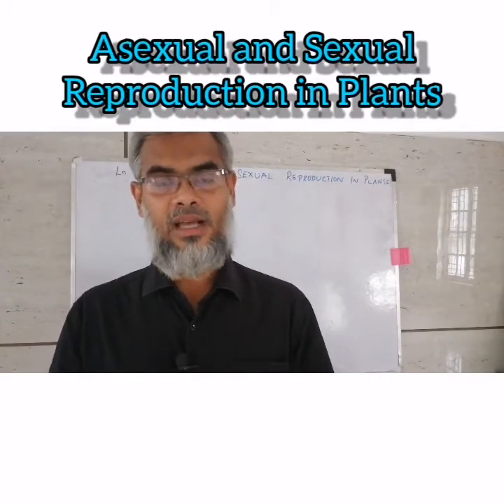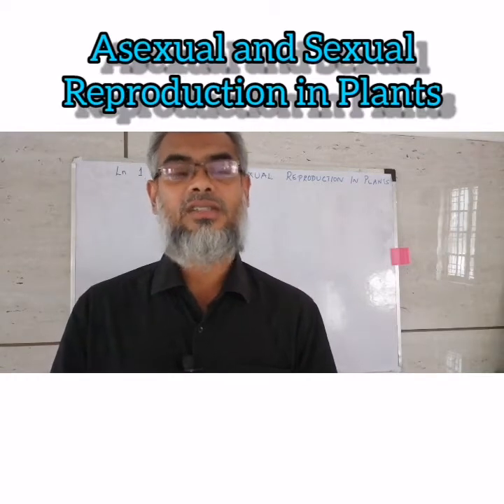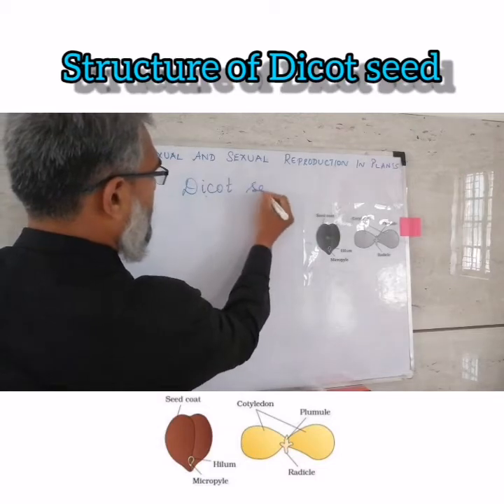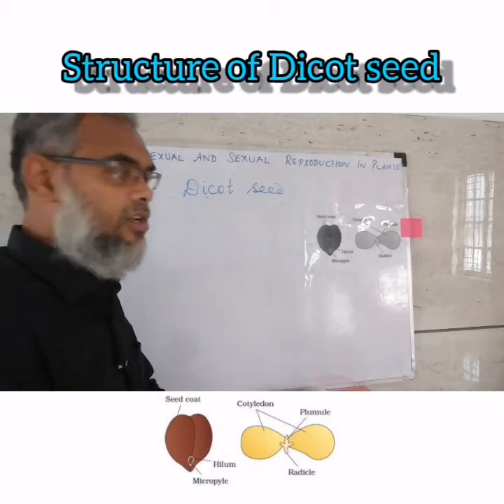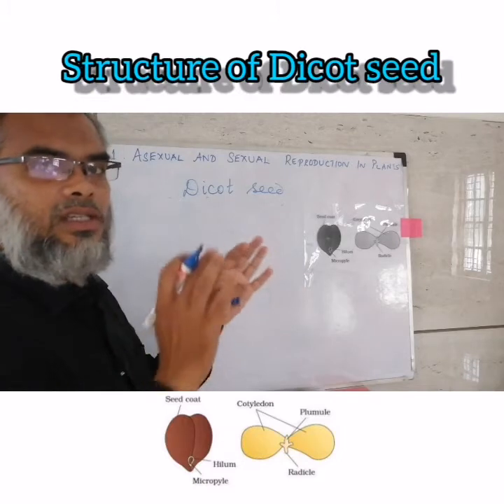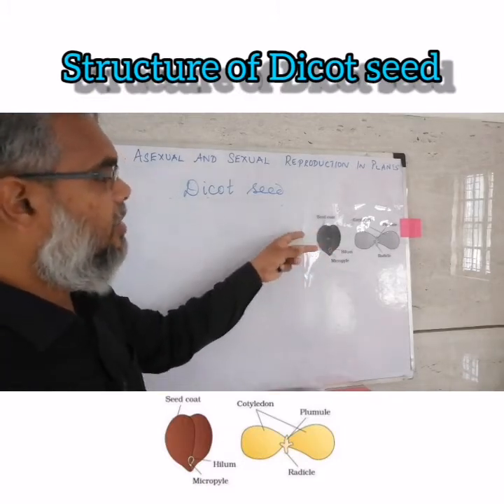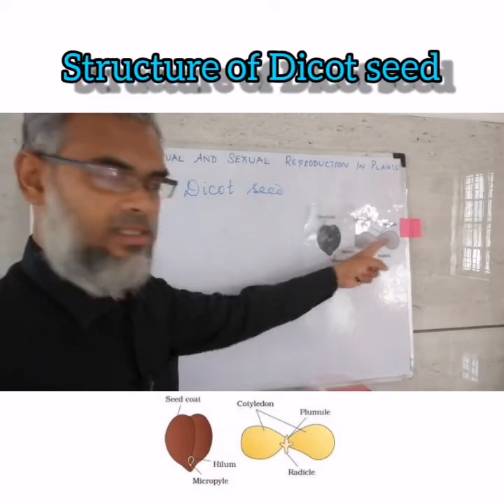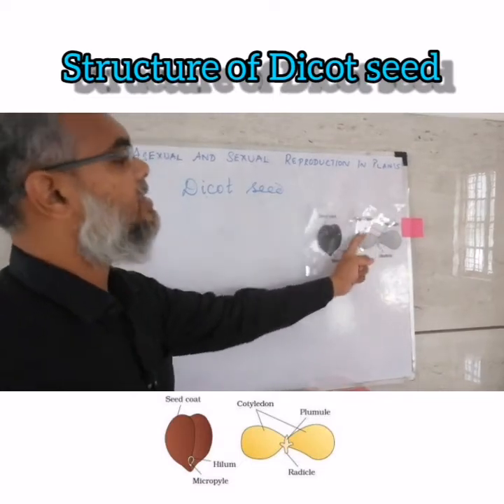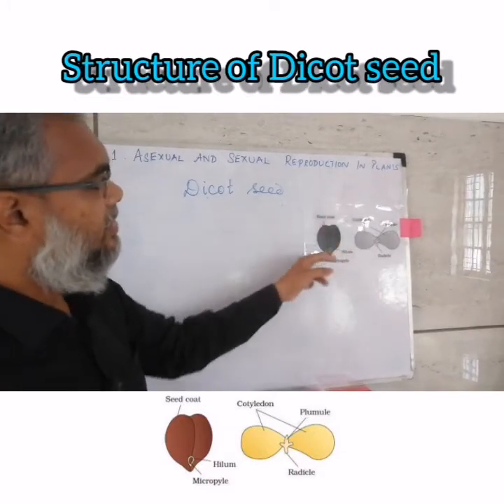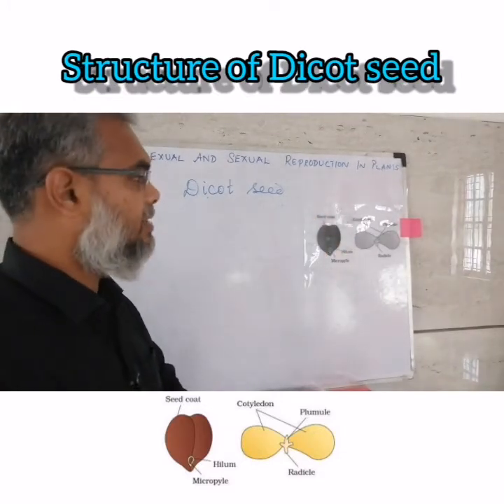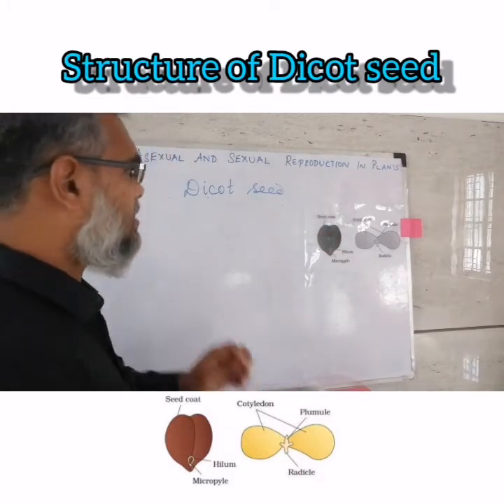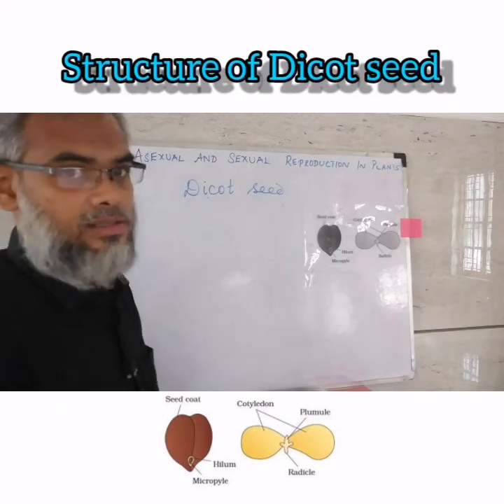Now let's discuss the structure of dicot seed. So we know the major structure, the outline structure is given here. You can see two cotyledons, that is why it is dicotyledon. This is an overall seed actually. So dicot seed. Now let's discuss the parts present in dicot seed.